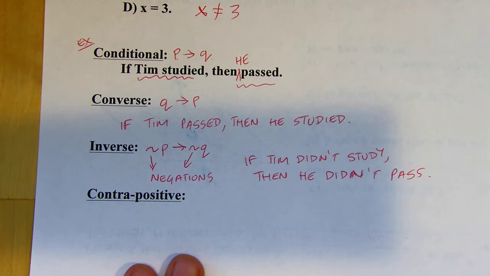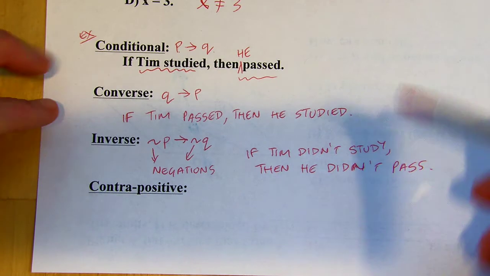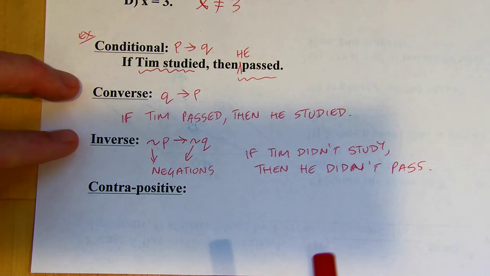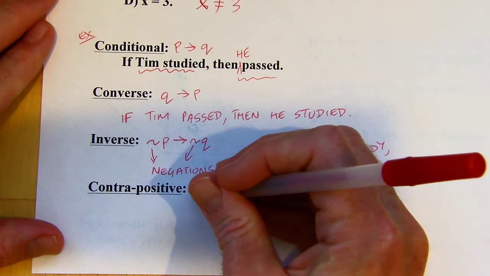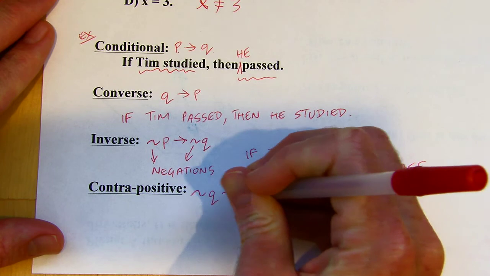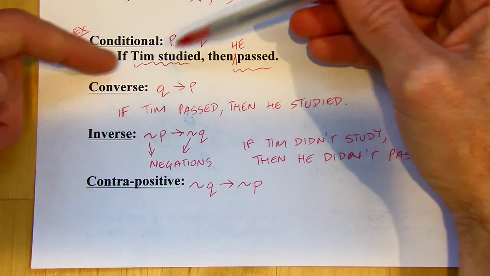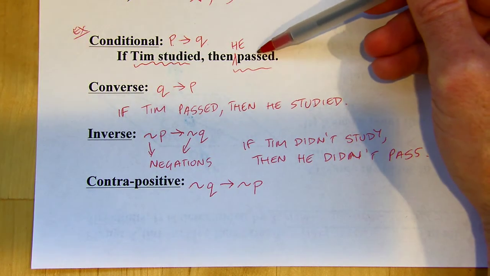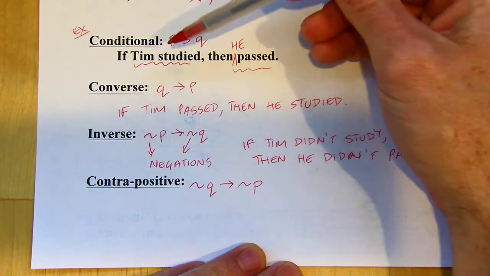Okay, so there we go. That's called the inverse. These are really easy to confuse, so you've got to spend a little time memorizing which one is which. And the last one, the contrapositive, the fanciest of all, is kind of a combination of a converse and an inverse. So I'm going to switch the order, but I'm also going to negate. I'm going to take the negation of Q, leading to the negation of P. So if I'm looking at the original one, I'm going to take the Q part first and negate it. I'm going to say if Tim didn't pass, then he didn't study.